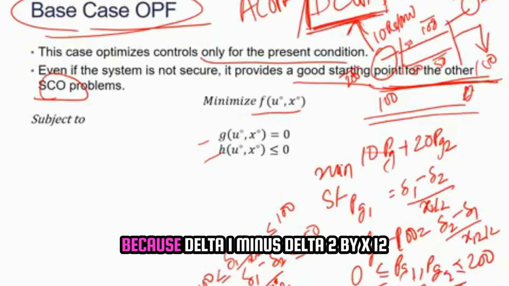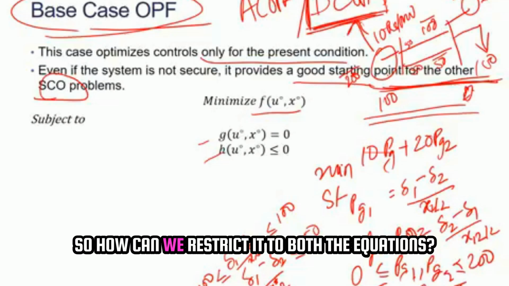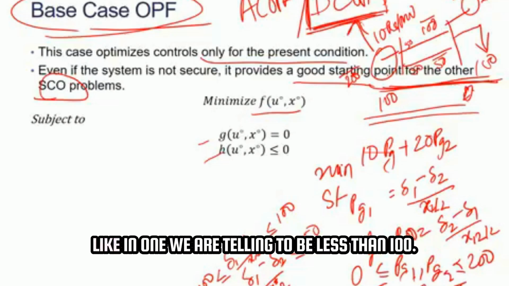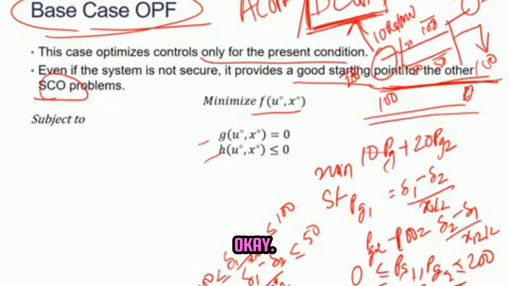No, sir, because delta 1 minus delta 2 by x12, that will be the same value. So how can we restrict it for both the equations? Like in one we are saying it should be less than 100, in the other it should be less than 50. Okay. Good thought process. Nice.